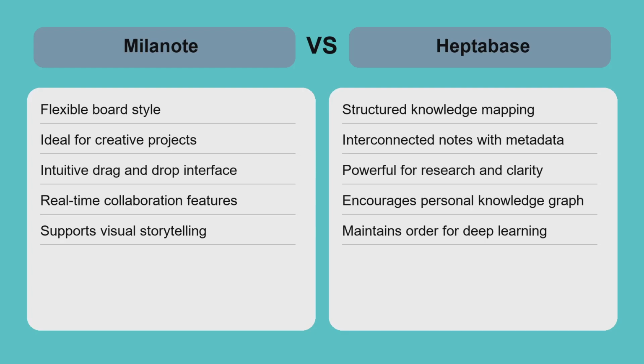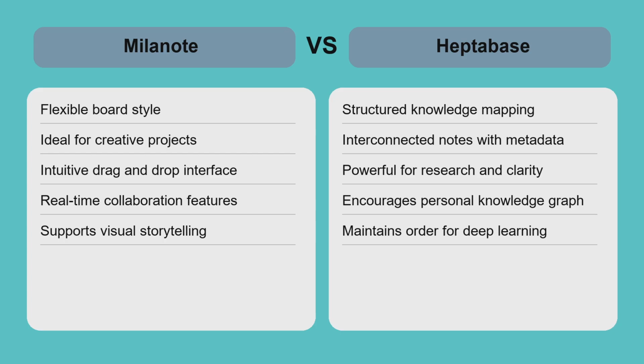Milanote excels in creative freedom with its open canvas, perfect for brainstorming and visual storytelling, but it may lack structure for complex knowledge projects. Heptabase provides a more disciplined environment with linked notes and mind maps, ideal for building a knowledge base or research archive. If you need quick, flexible idea capture and collaboration, Milanote fits well. For systematic note organization and discovering connections over time, Heptabase stands out.